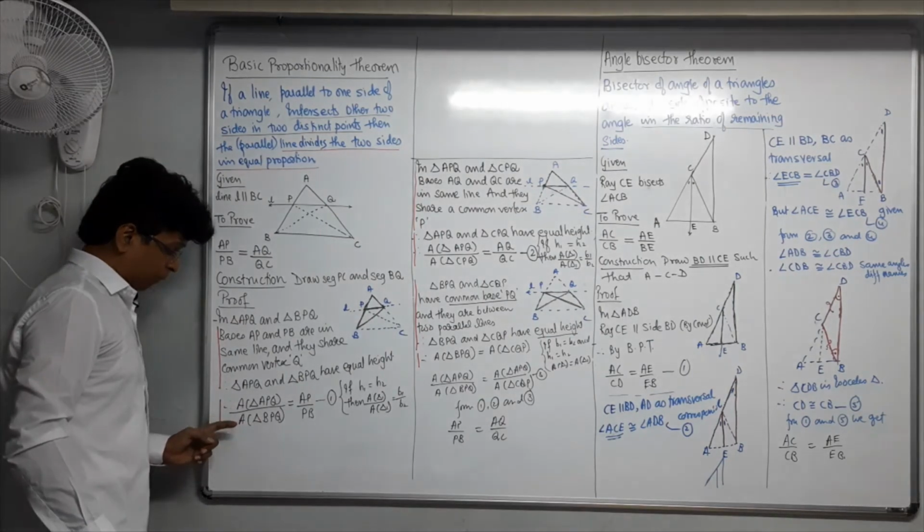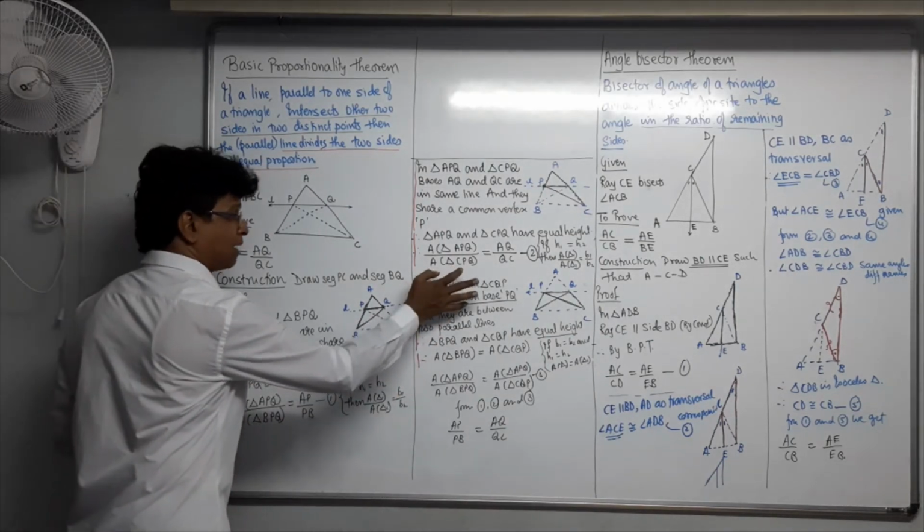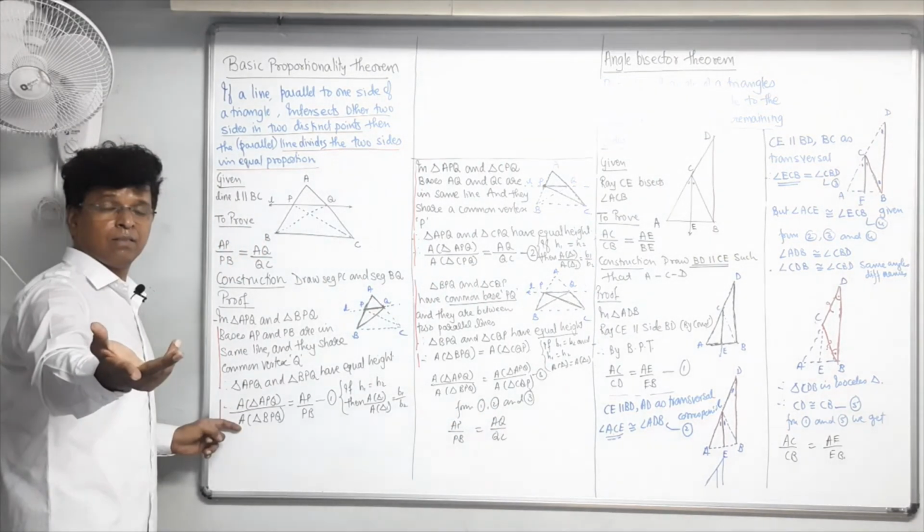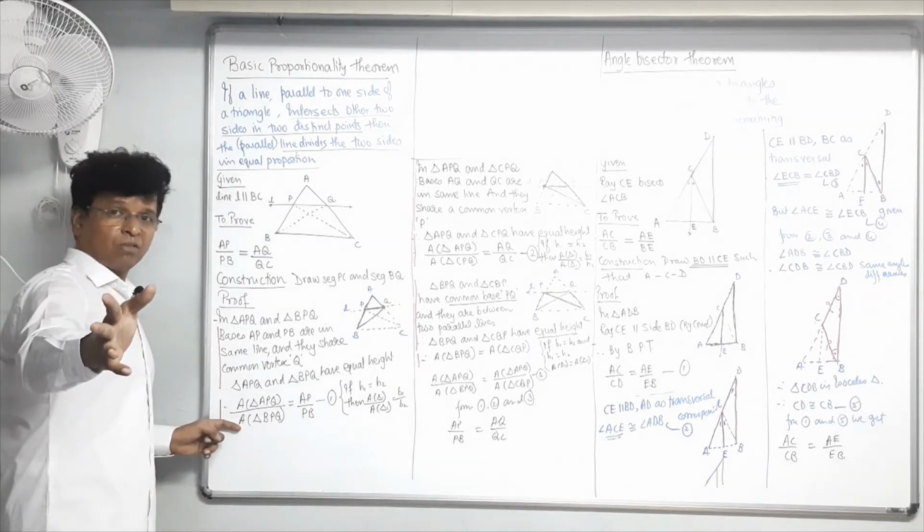That means now I have to only prove that the area of triangle BPQ is equal to the area of triangle CPQ. This I have to think. Are you getting, my dear students?